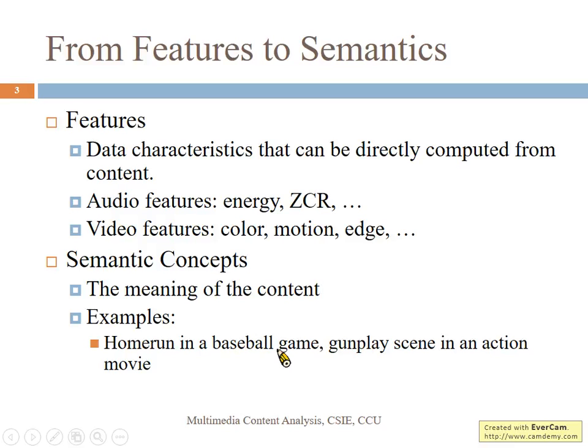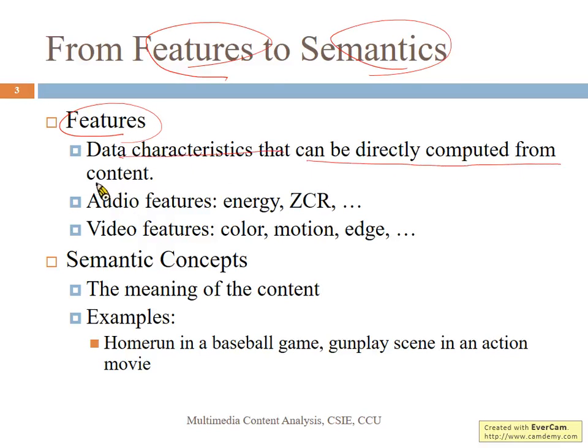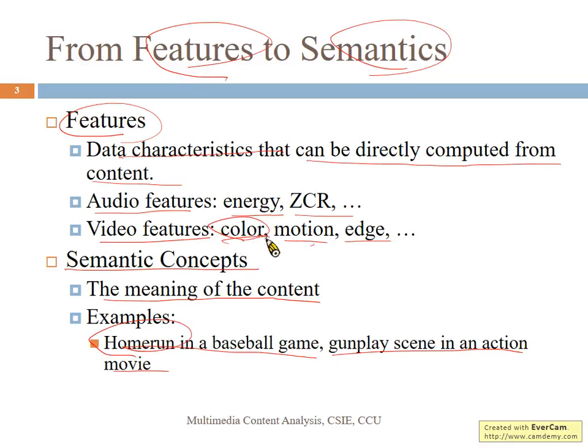Therefore, for semantic concept analysis, we have to do analysis from features to semantics. The features are data characteristics that can be directly computed from content or from a signal, like audio features such as energy and zero crossing rate, or video features like color, motion, and edge. However, the semantic concept is the meaning of the content, like the home run in a baseball game, the gunplay scene in an action movie, and so on. So it's not easy to detect a home run just based on the color, motion, and edge.